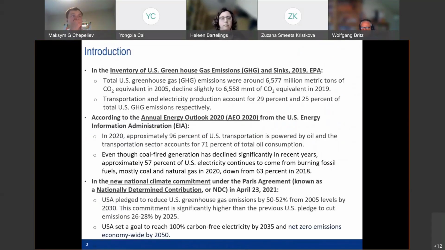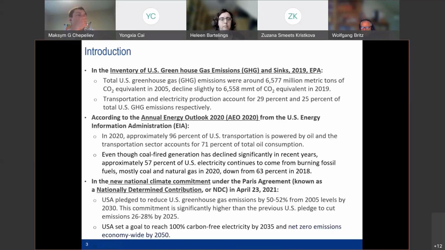In the Environmental Protection Agency's 2019 inventory report, it finds the total GHG emission is around 6,558 million metric tons of CO2 in 2019. That's similar to the level in 2005. The transportation and the electricity production account for 29% and 25% of total US GHG emission, respectively.